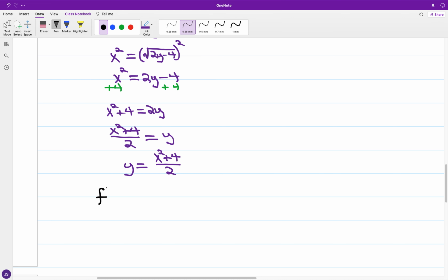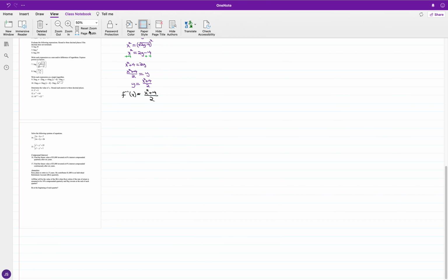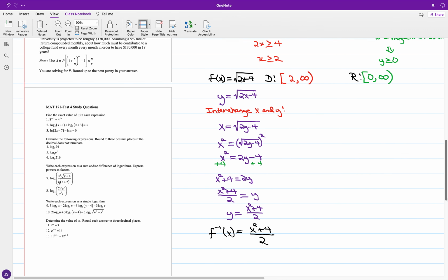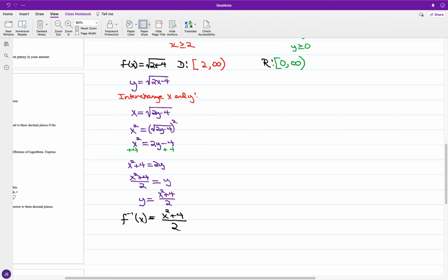So I have y is equal to x squared plus 4 all over 2. And just to restate, putting it in formal functional notation, you have the inverse of f of x is equal to x squared plus 4 all over 2. And there is an added twist, because concerning the domains and the ranges, again, we do not have all real numbers throughout. We started out with this radical function.